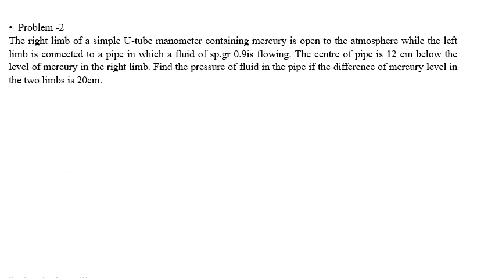To move on to the second numerical on manometers. The right limb of a simple U-tube manometer containing mercury is open to the atmosphere, while the left limb is connected to a pipe in which a fluid of specific gravity 0.9 is flowing. The center of the pipe is 12 cm below the level of mercury in the right limb. Find the pressure of the fluid in the pipe if the difference of mercury level in the two limbs is 20 cm.